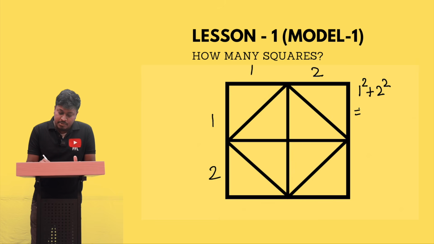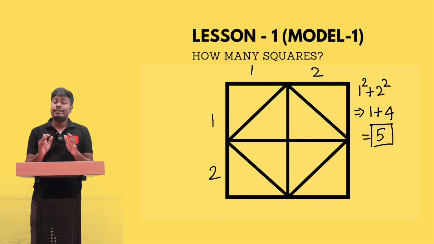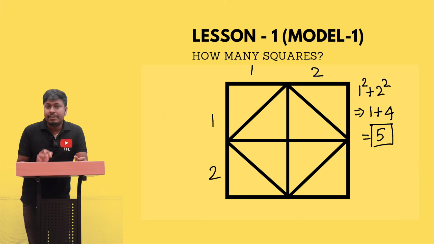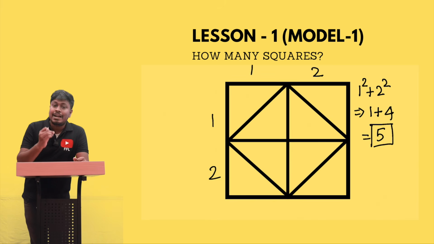So add the numbers. 1 square will be 1, 2 square will be 4. So the total is 5. So finally we can say that there are 5 squares in the given image. But there is an additional 1 square.